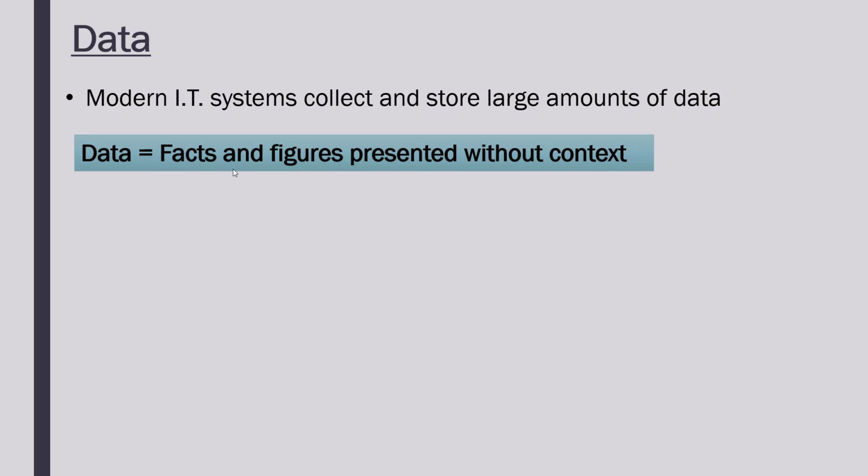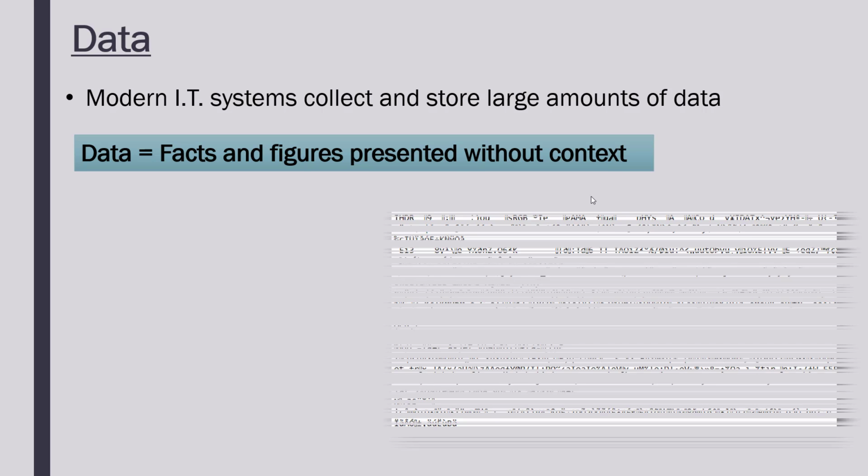So data is facts and figures presented without context. So facts and figures, usually numbers, can be letters, can be any real type of data. There are quite a few data types we'll look at, but we have no context. So we'll delve into this a little bit more.